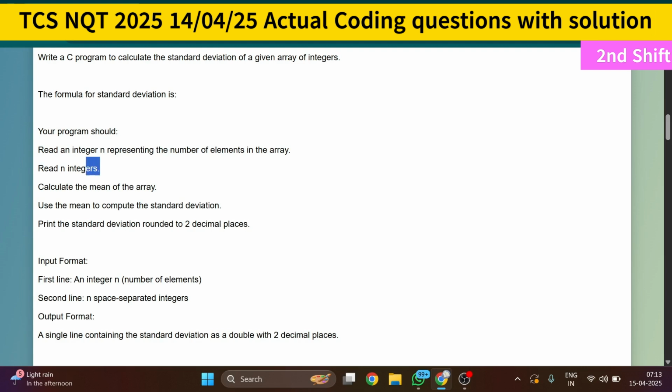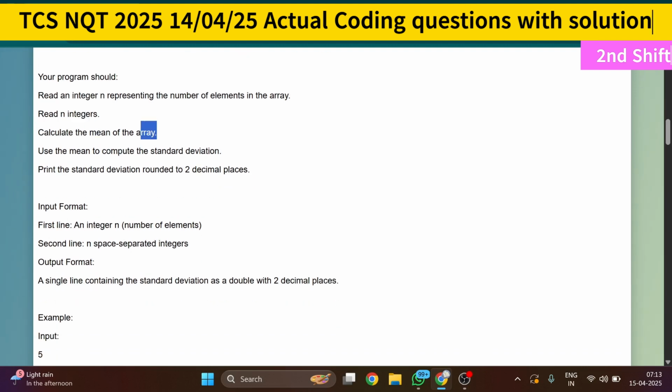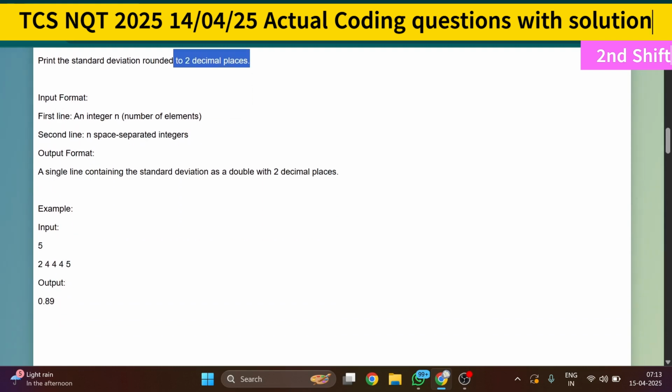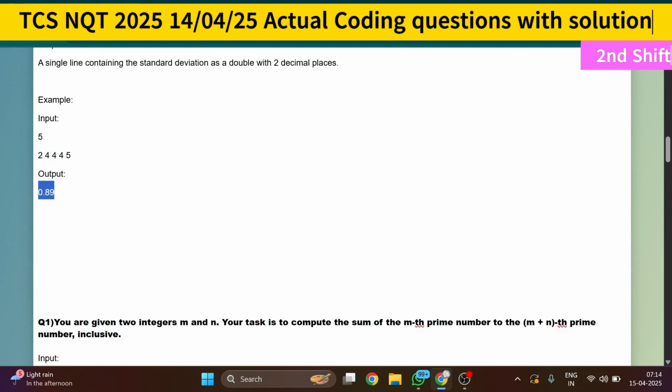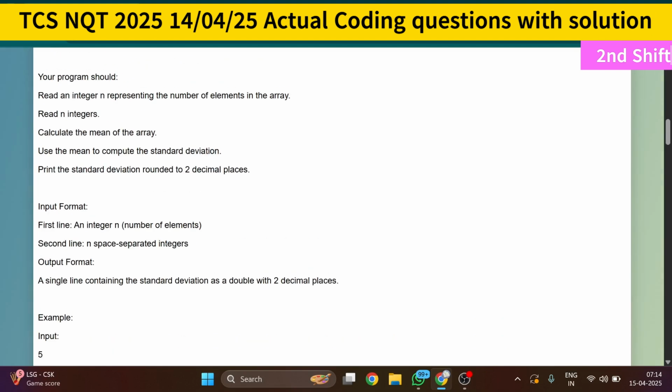So I am here considering the array has some fixed size. First you read n, then you take the n integers into the array, then you calculate the mean, and after that you use the mean to compute the standard deviation. You have to give the answer to 2 decimal places, so you have to round it to 2 decimal places. This is the format: taking input of 5 elements, and the output will be this. The main catch here is that you have to give the output to 2 decimal places. When you calculate the standard deviation using the formula, you will get 0.89. So this was quite an easy question.